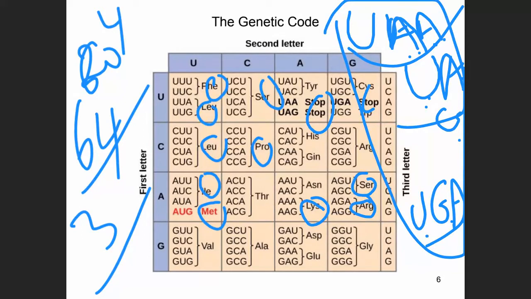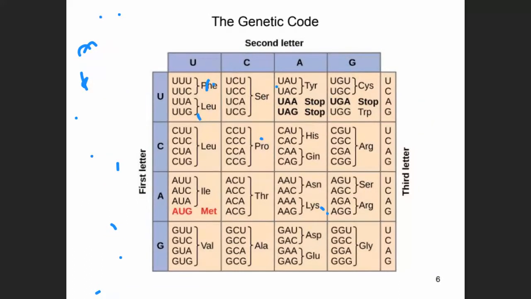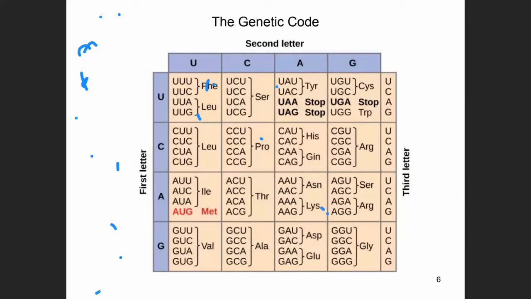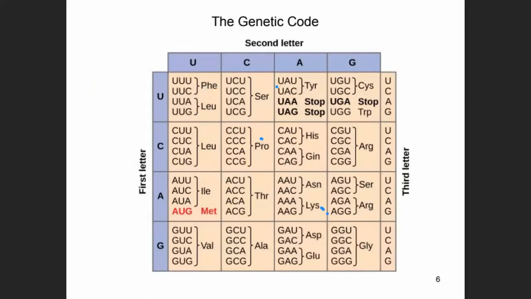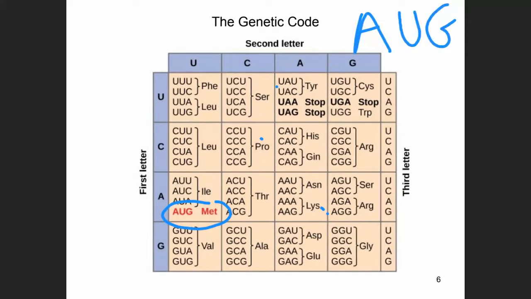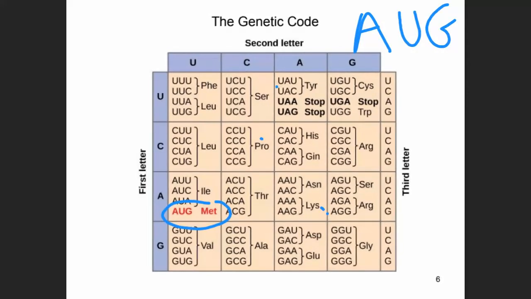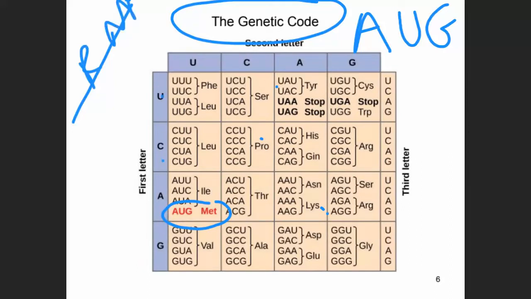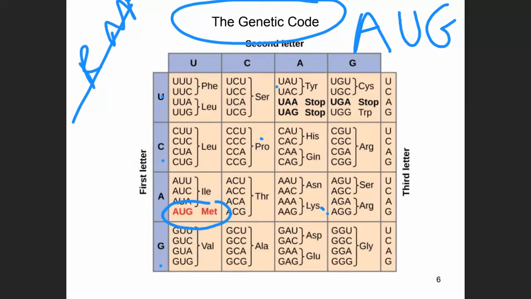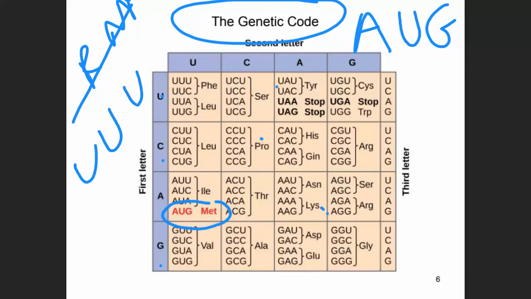Right: U American Airlines UAA, U Georgia UGA, UAG. Those are stop codons, and also the start codon. The start codon codes for an amino acid that we call methionine. It's AUG, August. So those are the genetic code using the nitrogenous bases for RNA, U, C, A, G, and the fact that we have 20 amino acids. Therefore, every triplet like UUU codes for phenylalanine.